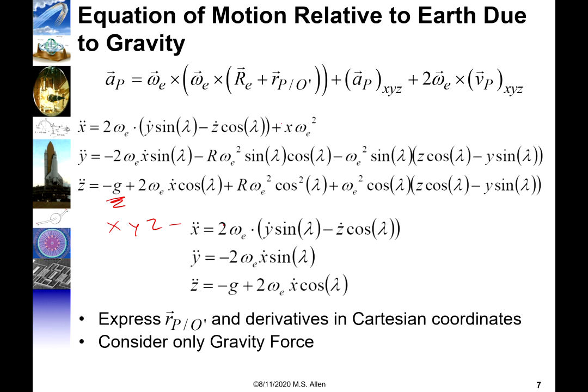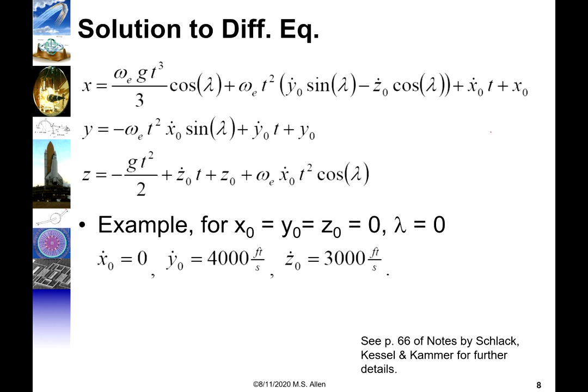Here's a simplification where we've neglected some small terms. The angular velocity of the Earth is pretty small, so omega e squared will be much smaller than omega e. So these end up being the dominant terms. And this simplifies the equations quite a bit, to the point that you actually can solve these equations. And you can solve for x, y, and z as a function of the initial velocities in the various directions.